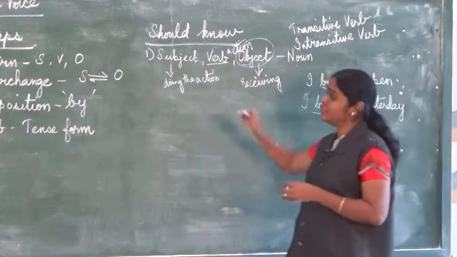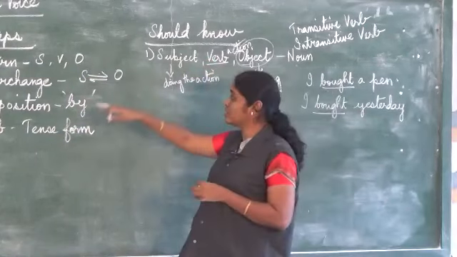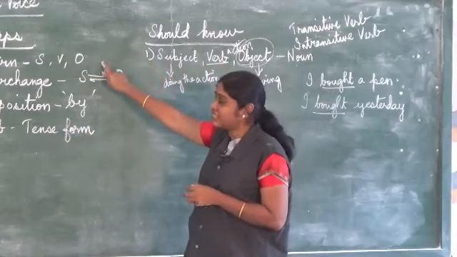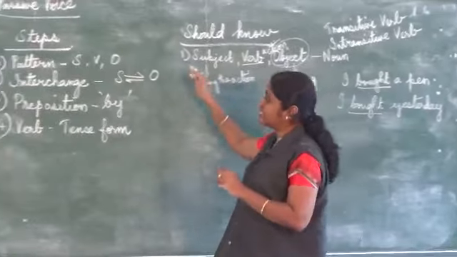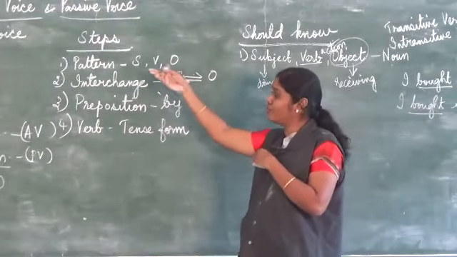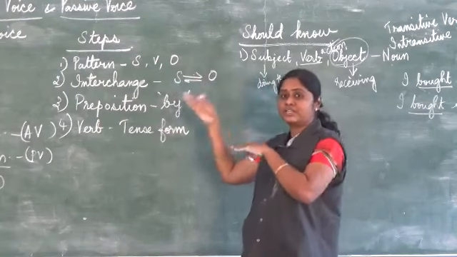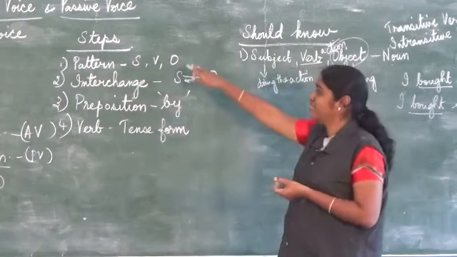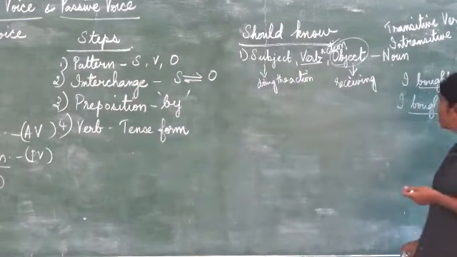And please remember, while you pattern the sentence, the first step to change from active voice to passive voice is to pattern the sentence into subject, verb and object. So when you pattern the sentence itself, if you see there is object in the given sentence, then you can go for the next step. That is, you can go for interchanging, because only if there is object, you can change that given active voice into passive voice. If there is no object, then you cannot passivize the sentence. That is the first rule.